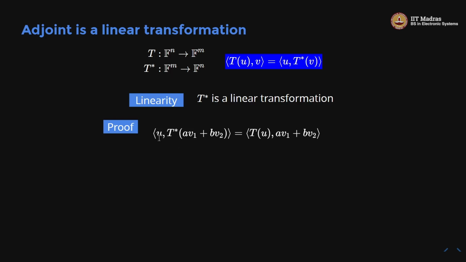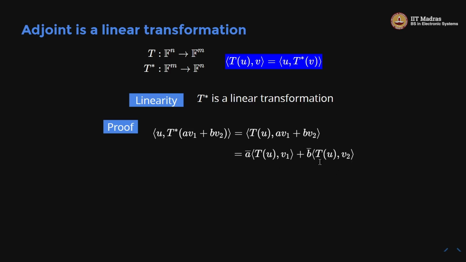I can take this T to this side, right? So that's what this relationship tells me. It becomes T of U comma aV1 plus bV2. And now I use whatever linearity I have, conjugate linearity or linearity, for the second part. So this becomes a-bar T of U, V1 plus b-bar T of U, V2.